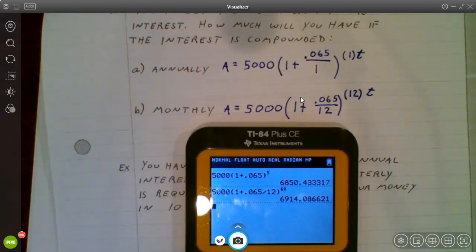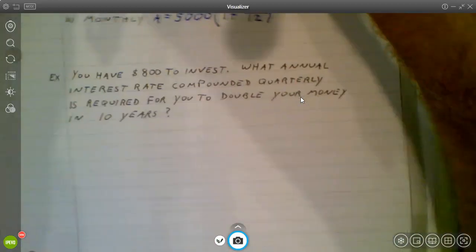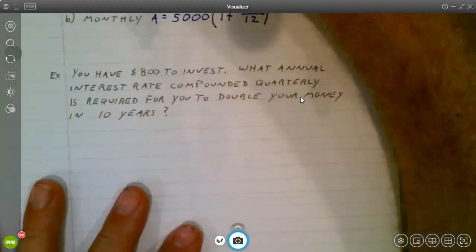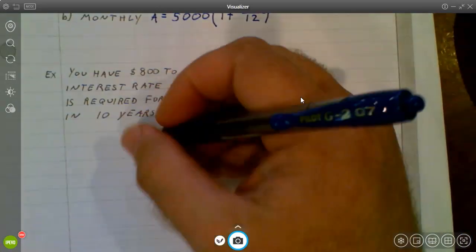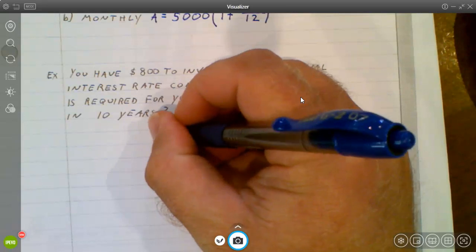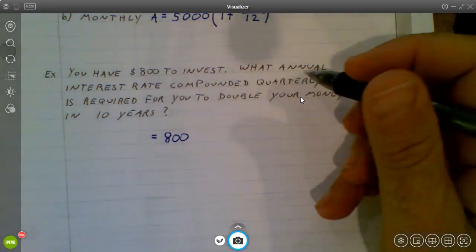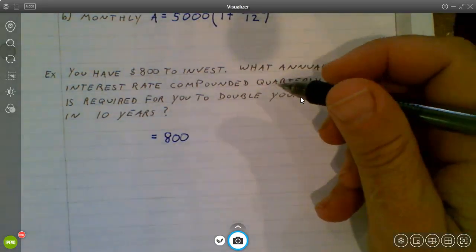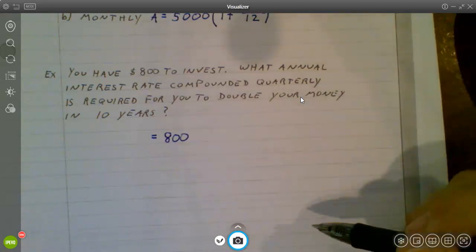And stuff like this. So let me jump you down to one extra one here for some practice. I wanted you to see a little bit of this wording too. So I've got 800 to invest. That's my initial amount, so that's how much our principal is we're starting with. What annual interest rate, if I'm being compounded quarterly, is required for me to double my money in 10 years?